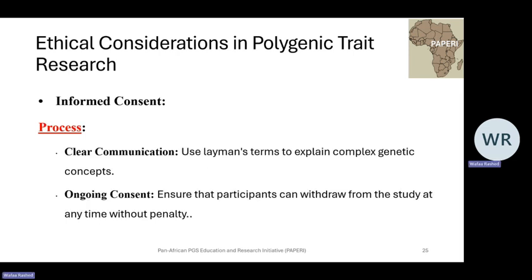Another point in informed consent is related to the process. Use layman's terms to explain complex genetic concepts. In addition, each participant has the right to withdraw from the study at any time without penalty. So it's voluntary participation.